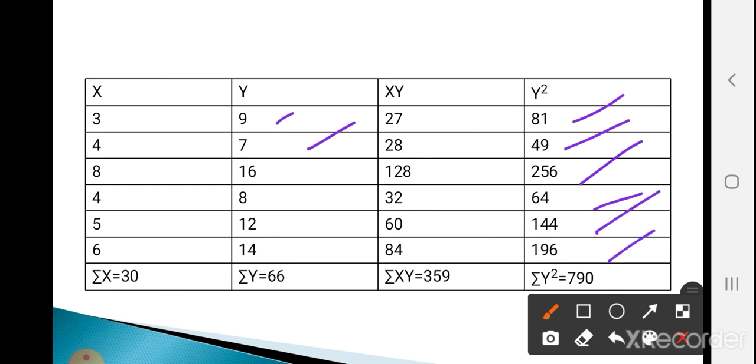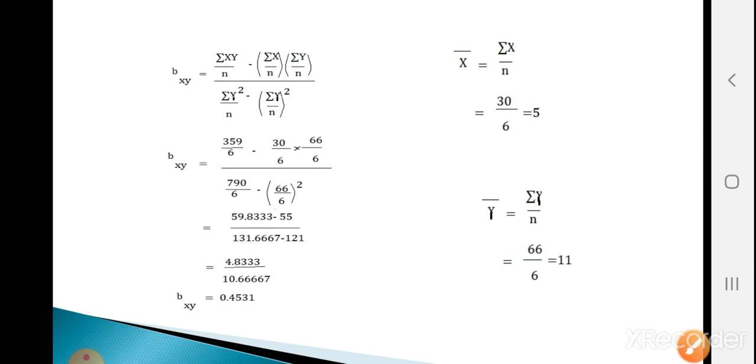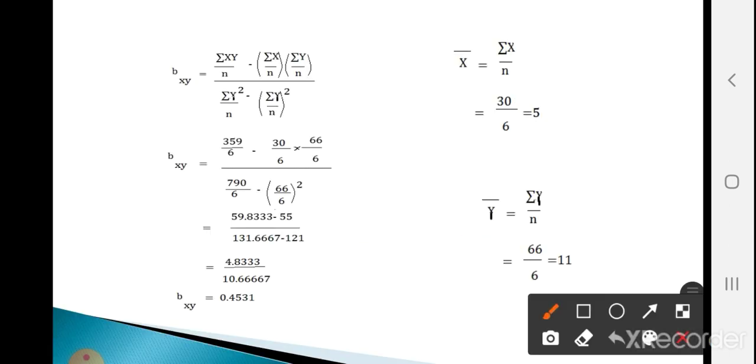Now take the total of all the columns. Summation x is 30, summation y is 66, summation xy is 359 and summation y square is 790. Now just plug all the values into the formulas of x bar, y bar and bxy. The x bar formula is summation x upon n. Here the summation x is 30 and n, the number of observations given in the example, is 6. So 30 divided by 6 is 5. And y bar is summation y upon n. Summation y is 66 and n is 6, so 66 divided by 6 is 11.